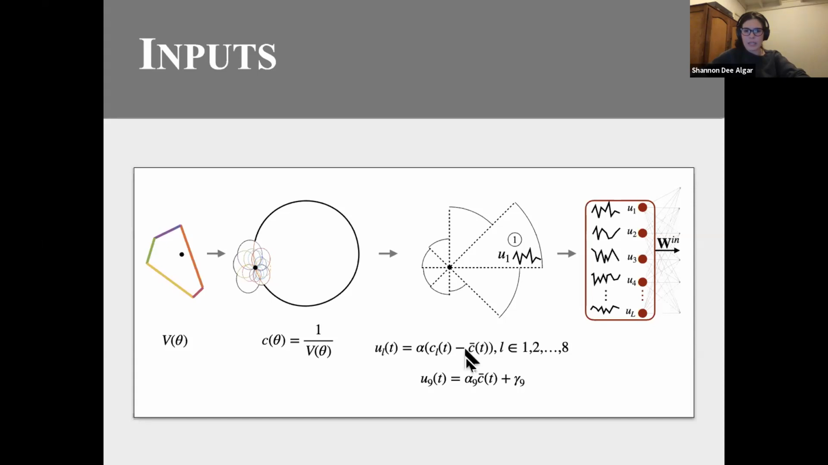But by doing this, we have withheld some valuable information from the reservoir that's probably needed for good motion, namely the average density. So we include this as an additional 9th input neuron. The alphas here are chosen to ensure a standard deviation of 1, and gamma is to ensure a 0 mean. Okay, so that's the input.